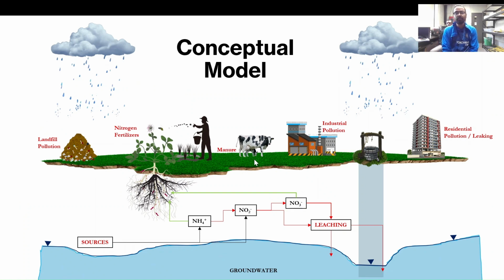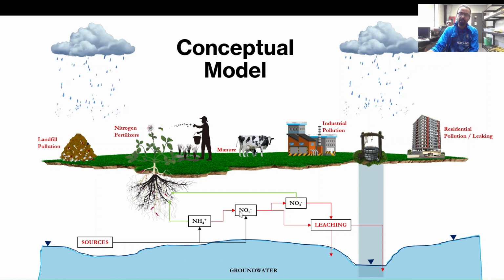So our conceptual model for this project is the presence of nitrate in the soil and how that happens. There can be various sources of nitrate. Number one is the nitrogen fertilizers used by farmers on their agricultural land. It can also come in the form of landfill pollution, manures, industrial pollution, or residential pollution or leaking. All of these sources, when they are in contact with the soil and helped by precipitation, infiltrate into the soil and can be in the form of ammonium, nitrate, or nitrite.